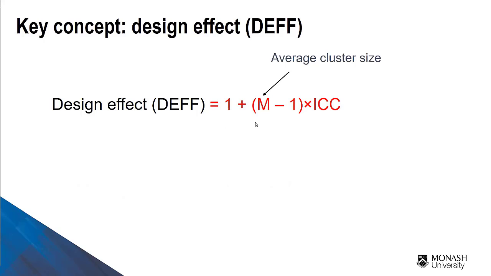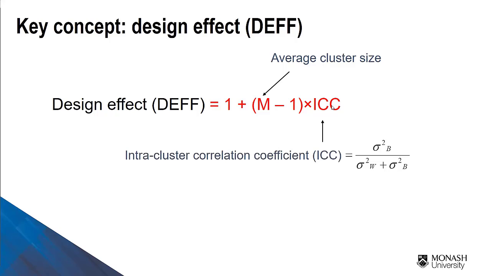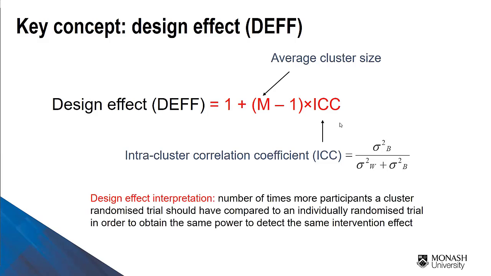It is equal to 1 plus (m minus 1) times this quantity called the ICC. Here m is the average cluster size, and the ICC represents something known as an intra-class, or intra-cluster, correlation coefficient. It's really equal to the proportion of the total variance that's attributable to the between-cluster variation. And how do we interpret this design effect? Well, it's the number of times more participants a cluster randomized trial should have compared to an individually randomized trial in order to obtain the same power to detect the same intervention effect.